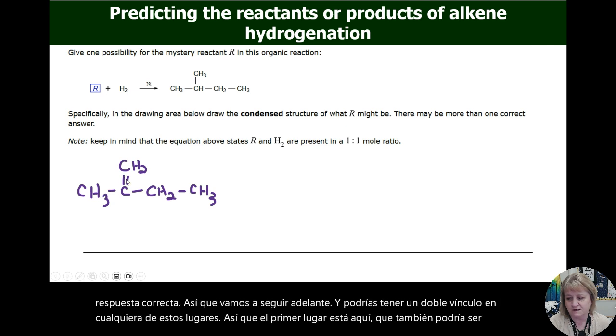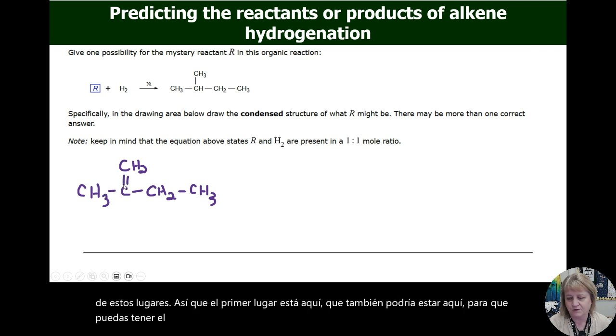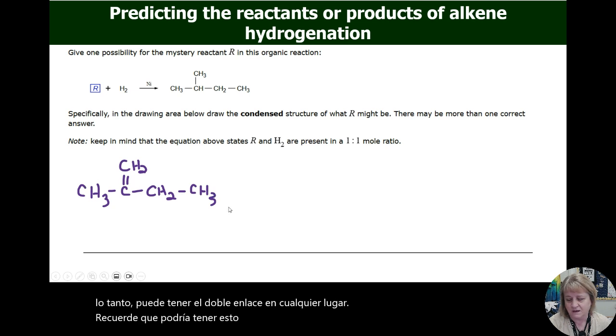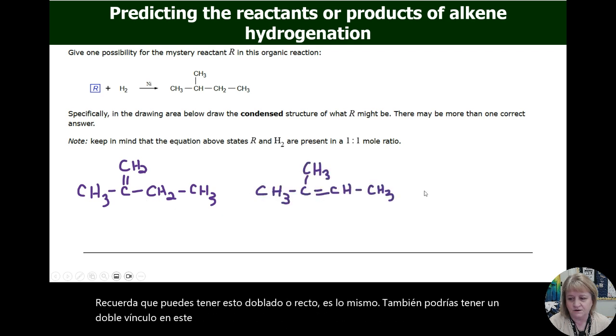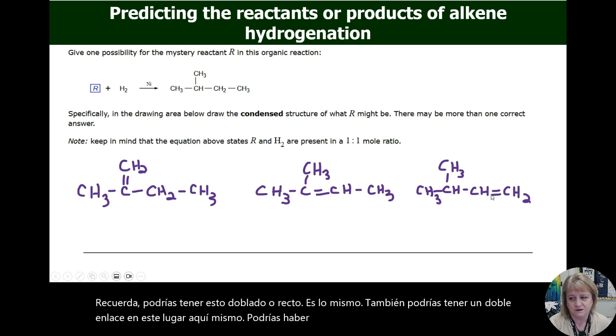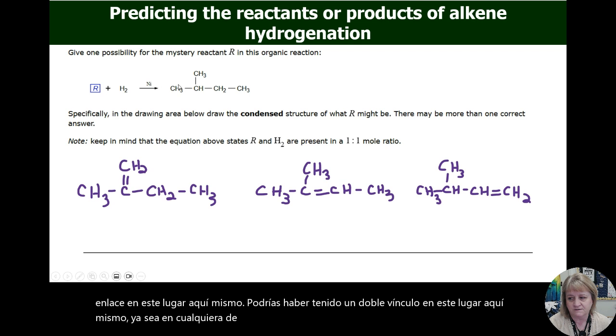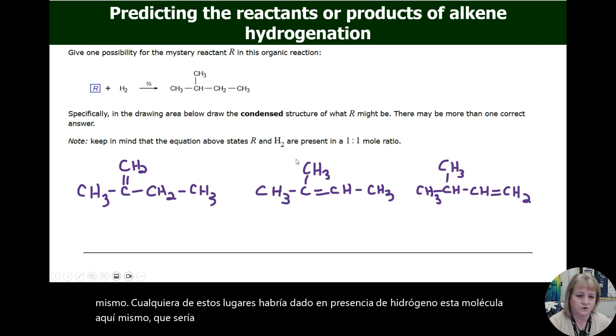So you could have the double bond either place, because remember, you could have this bent or it's straight, it is the same. You could also have a double bond at this place right here. You could have had a double bond at this place right here. Any of these places would have given, in the presence of hydrogen, this molecule right here, which would have been 2-methylbutane.